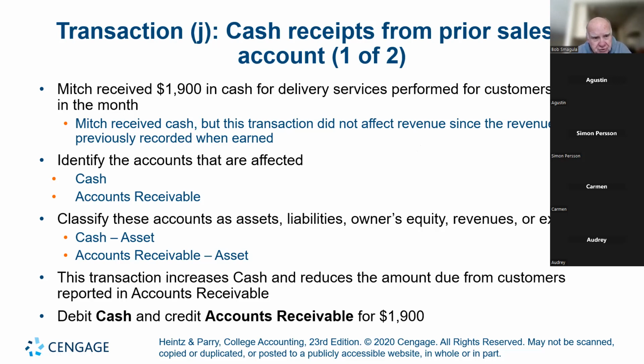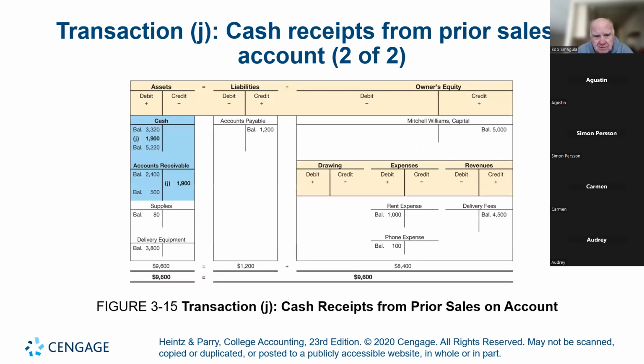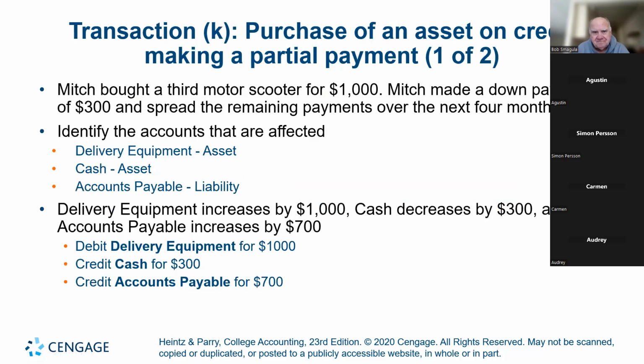Okay, he received cash. Well, cash goes up with a debit, and accounts receivable, which is also an asset, goes down with a credit. So the balance now in accounts receivable went from 2,400 down to 500, right? And he got a nice check in the mail for $1,900, okay? Cash, that's our favorite asset. We love cash. But accounts receivable is pretty darn good to have too, as long as you have an expectation of payment.